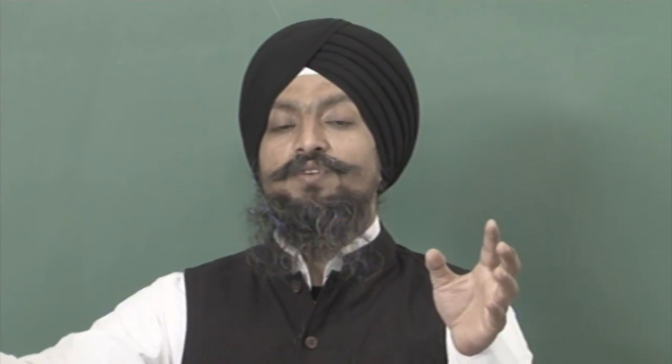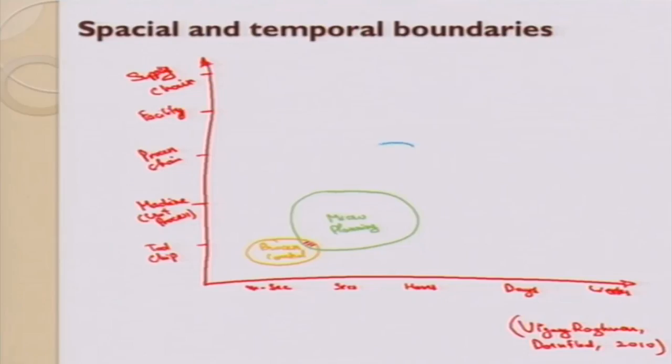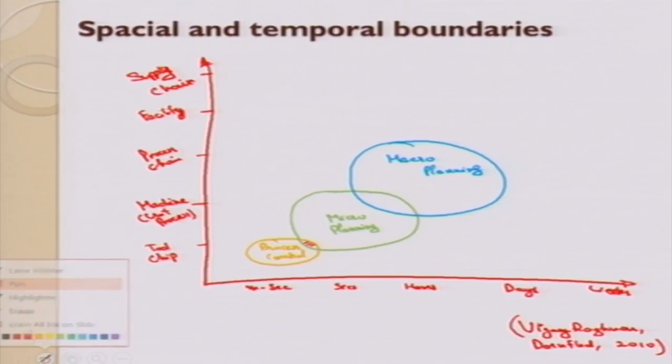So what happens before micro planning? Micro planning is a result of what? Macro planning. A big plan is made. After that, the small elements are picked from that plan, and micro planning happens. So what is the bigger thing here? That is the macro planning, and we have some overlap here as well.